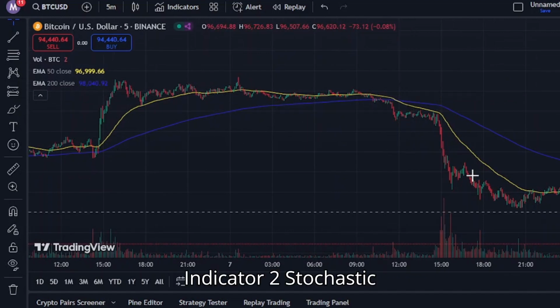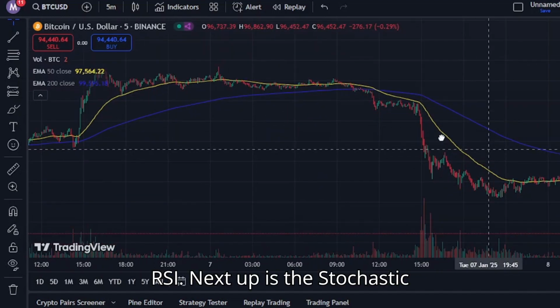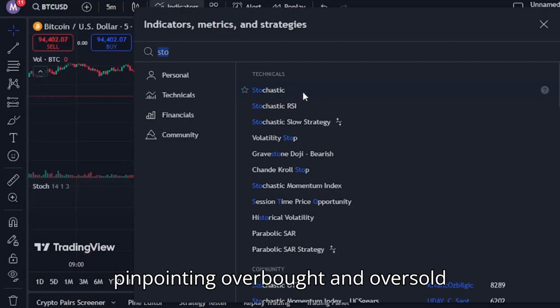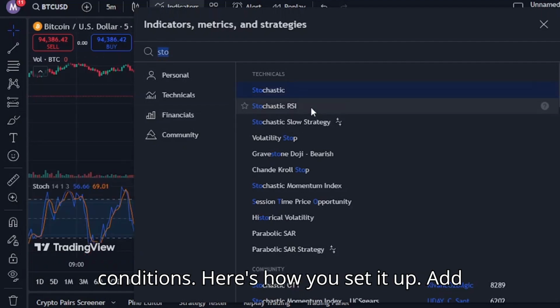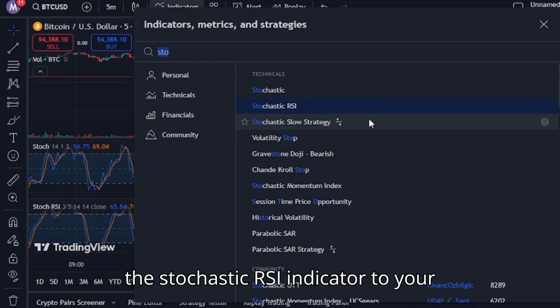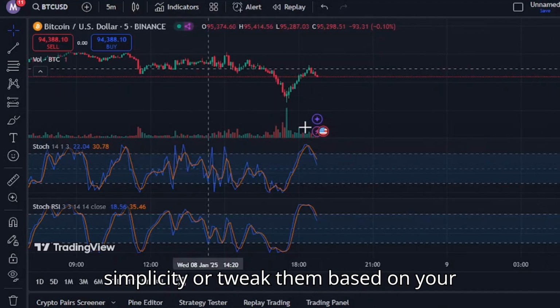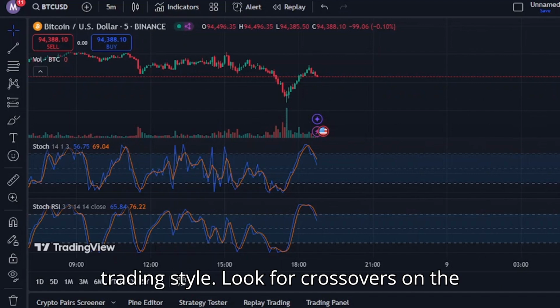Indicator 2, Stochastic RSI. Next up is the Stochastic RSI. This one is perfect for pinpointing overbought and oversold conditions. Here's how you set it up. Add the Stochastic RSI indicator to your chart. Keep the default settings for simplicity or tweak them based on your trading style.